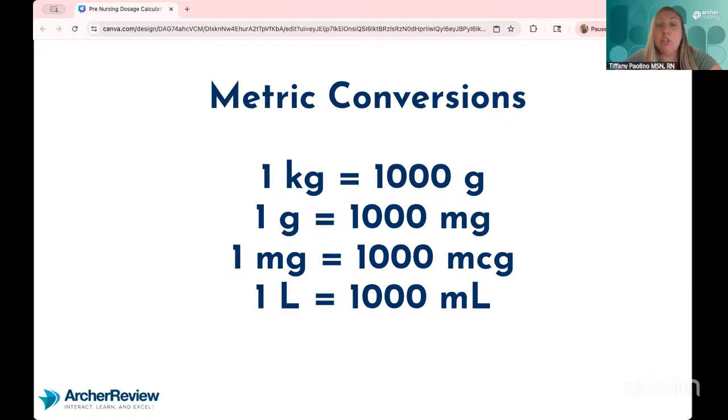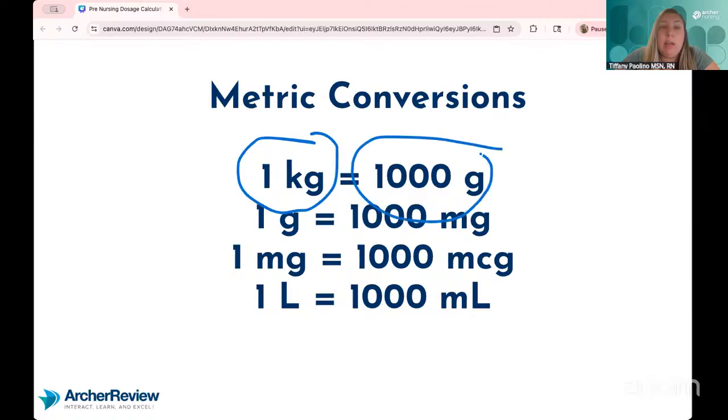Another conversion is 1 gram is about 1,000 milligrams. So then we have to know what a milligram is, right? About 1 milligram is about 1,000 micrograms. And then 1 liter equals 1,000 milliliters. So there's a trend here. If you didn't notice, on the left side here, I have a number one, and on the right side, it's 1,000. So if you can remember this conversion, it'll help you in some of our problems.